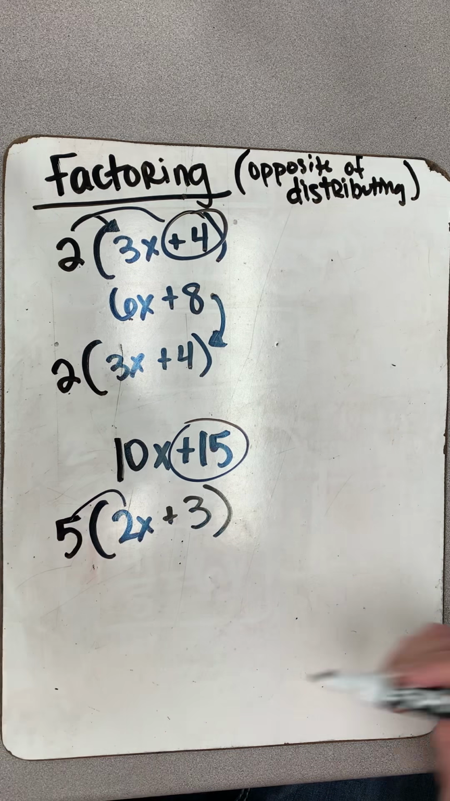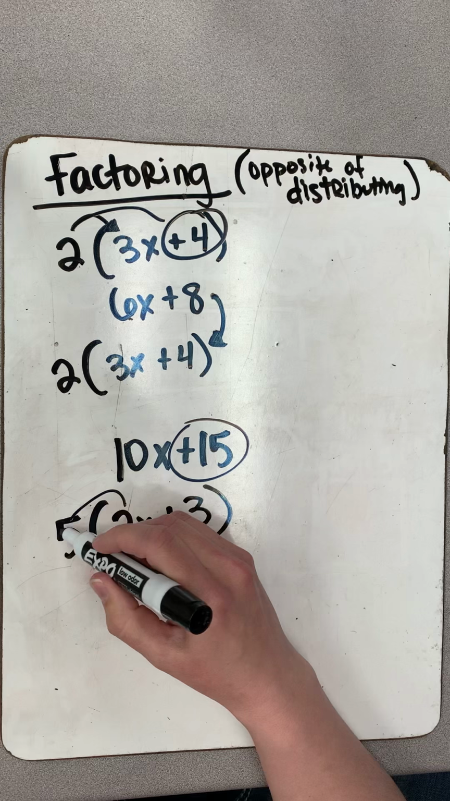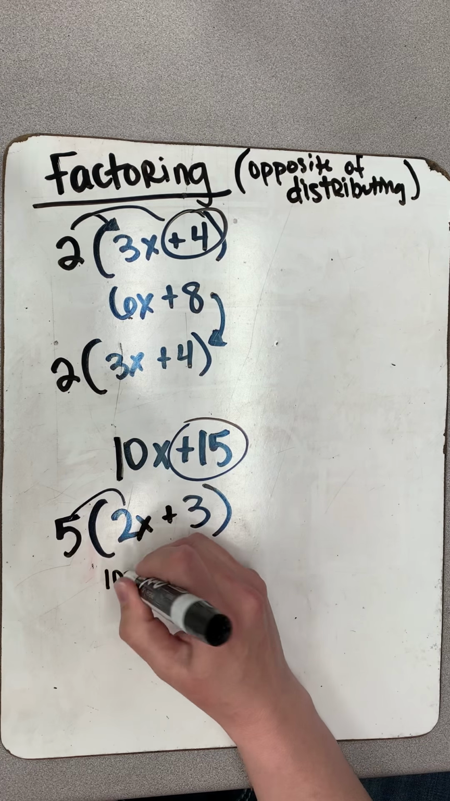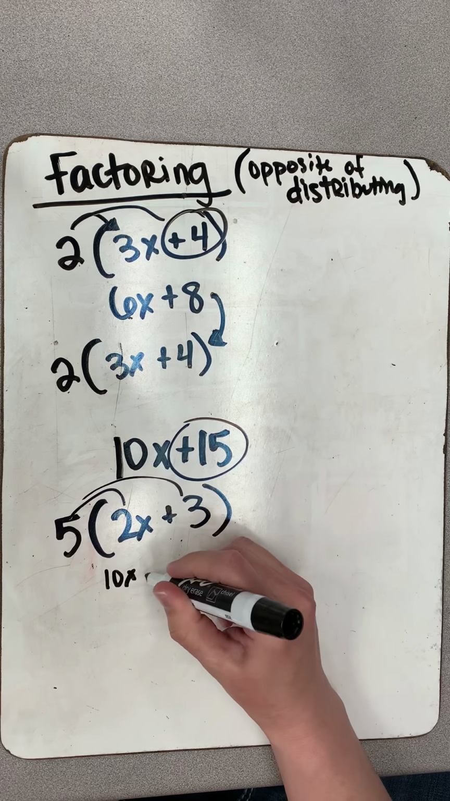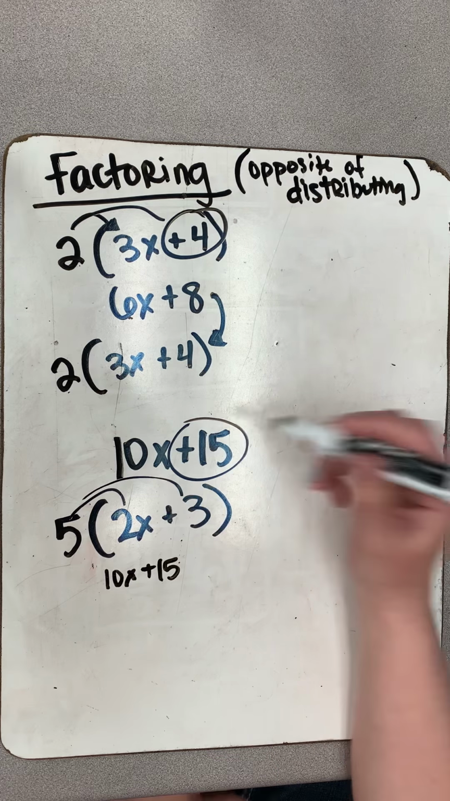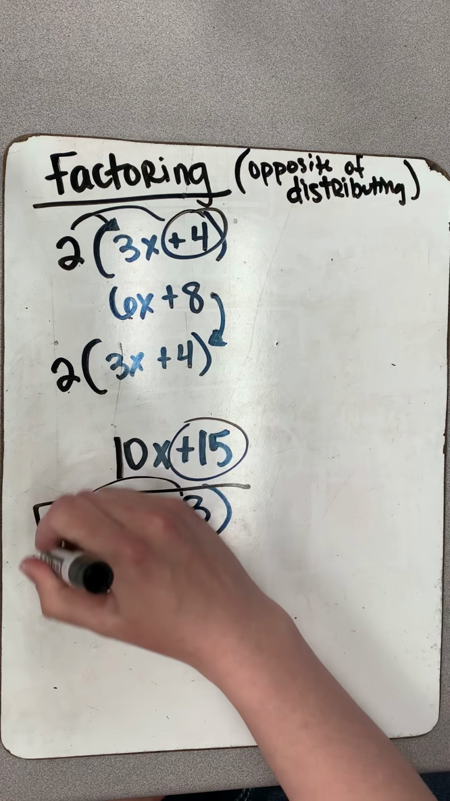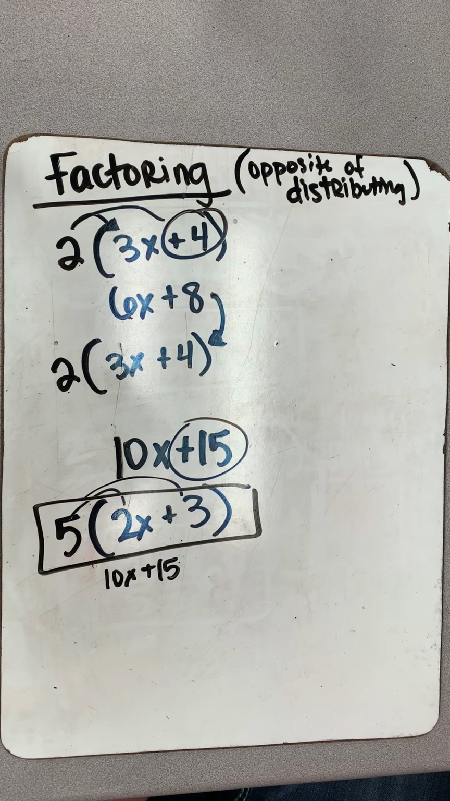And I can check myself by actually distributing it through. So 5 times 2 is 10x, 5 times a positive 3 is plus 15. I got what I needed. I know that this is right in my factoring, okay?